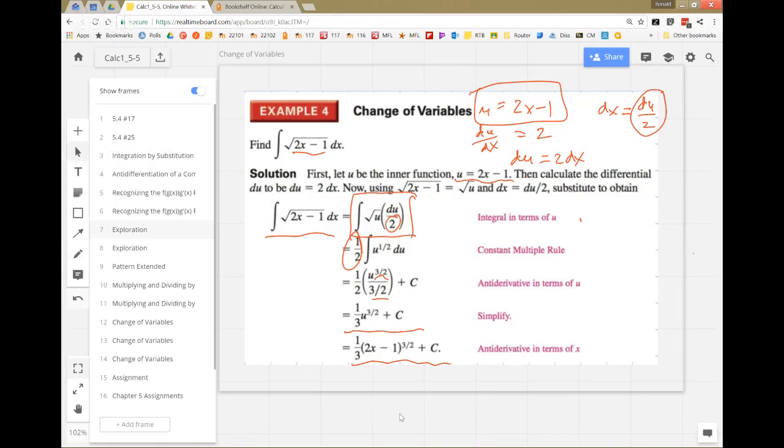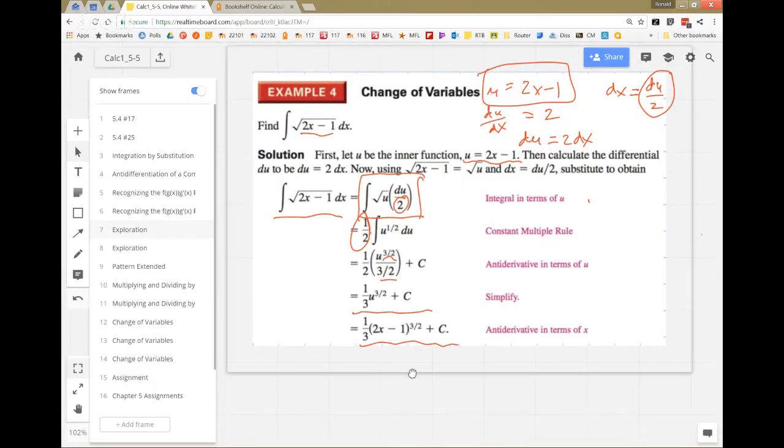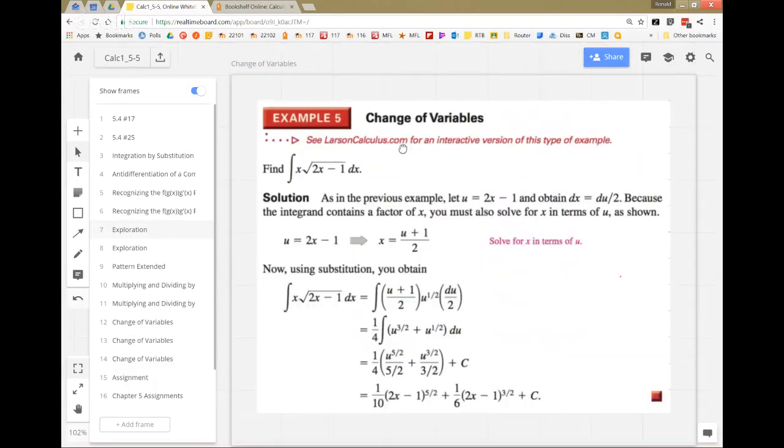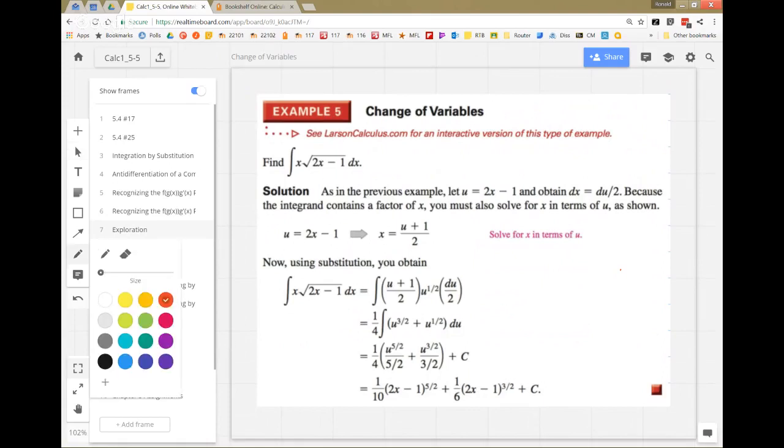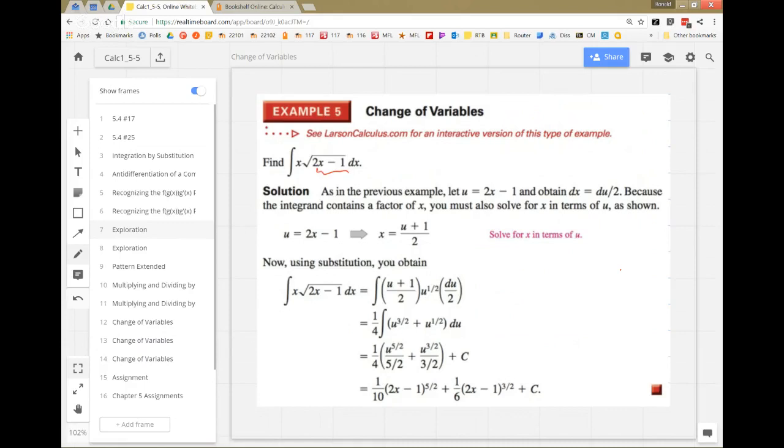So let's try another one. I guess this one's slightly different. Once again, I'm going to set u equal to this inner part. What's the innermost function up there? It's 2x minus 1. So we set that equal to u.